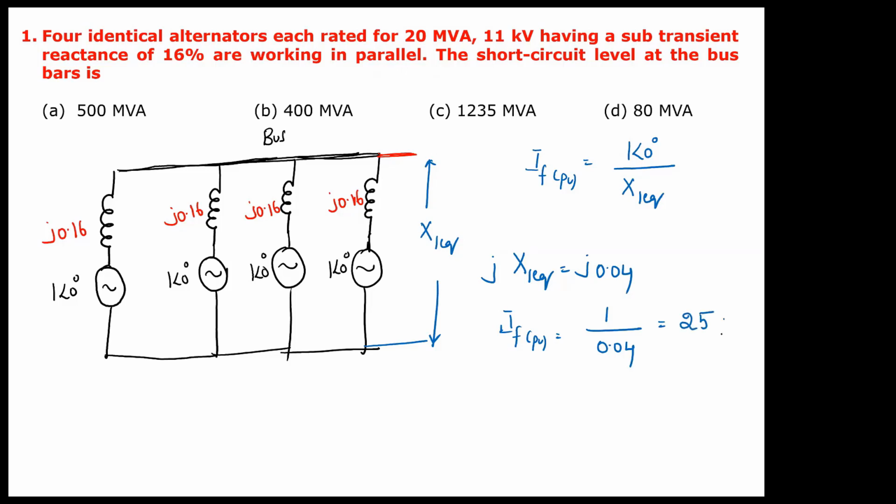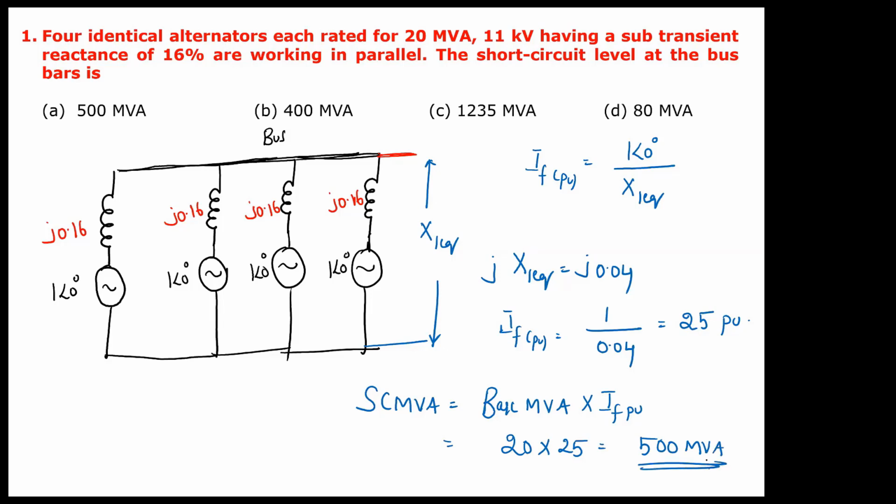25 per unit. And what is the MVA rating of each machine? 20 MVA. So short circuit MVA is equal to base MVA. Here base MVA is nothing but the generator rating times IF per unit. So base MVA of each machine is 20, and IF per unit is 25. So short circuit MVA is 500. So option A is the right option.